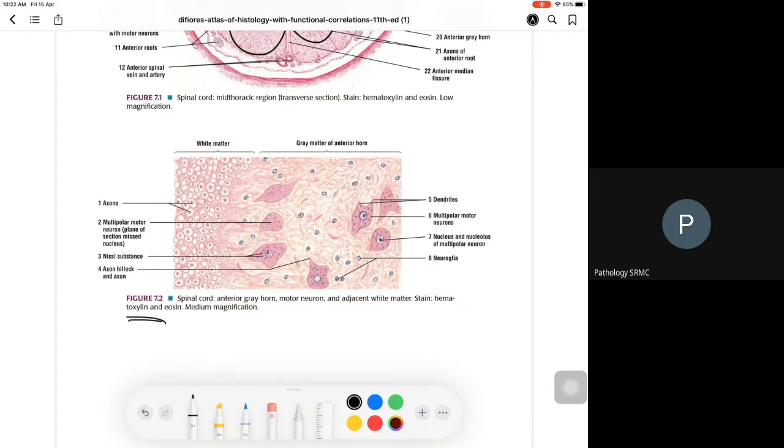Super. So can you see the difference between white and gray matter? What is the difference, Abjit? Sir, yes, sir. In white matter, it is mostly the axons that are present. Neurons are never seen in white matter. And what do you understand by number 2? Multipolar motor neuron cells, plane of section missed the nucleus. What do you understand?